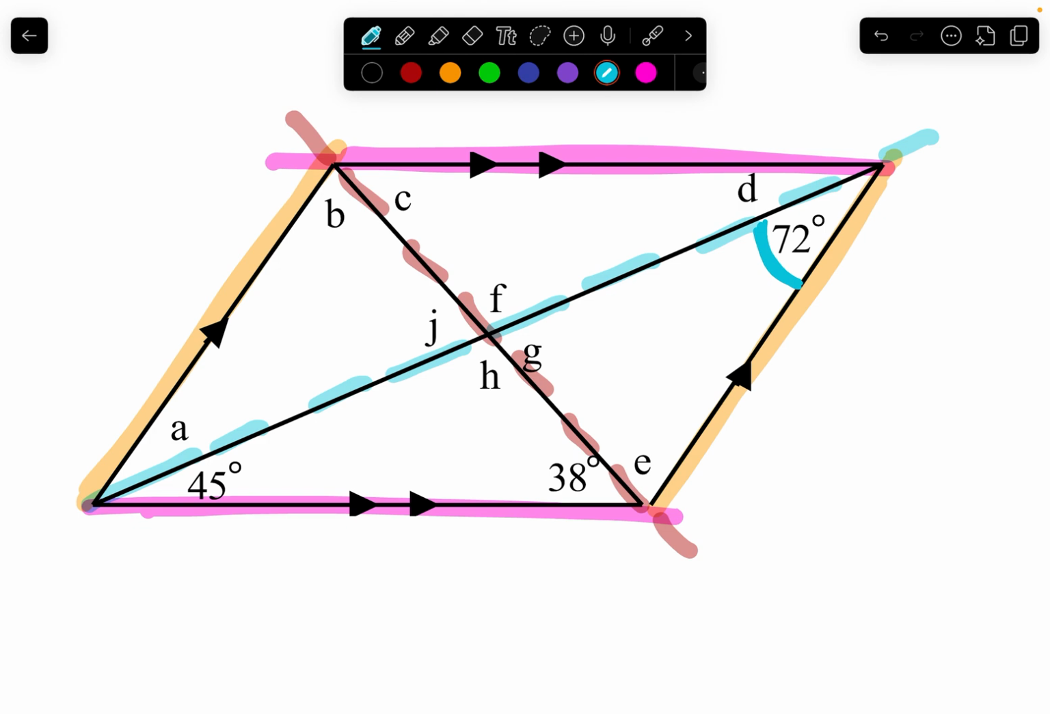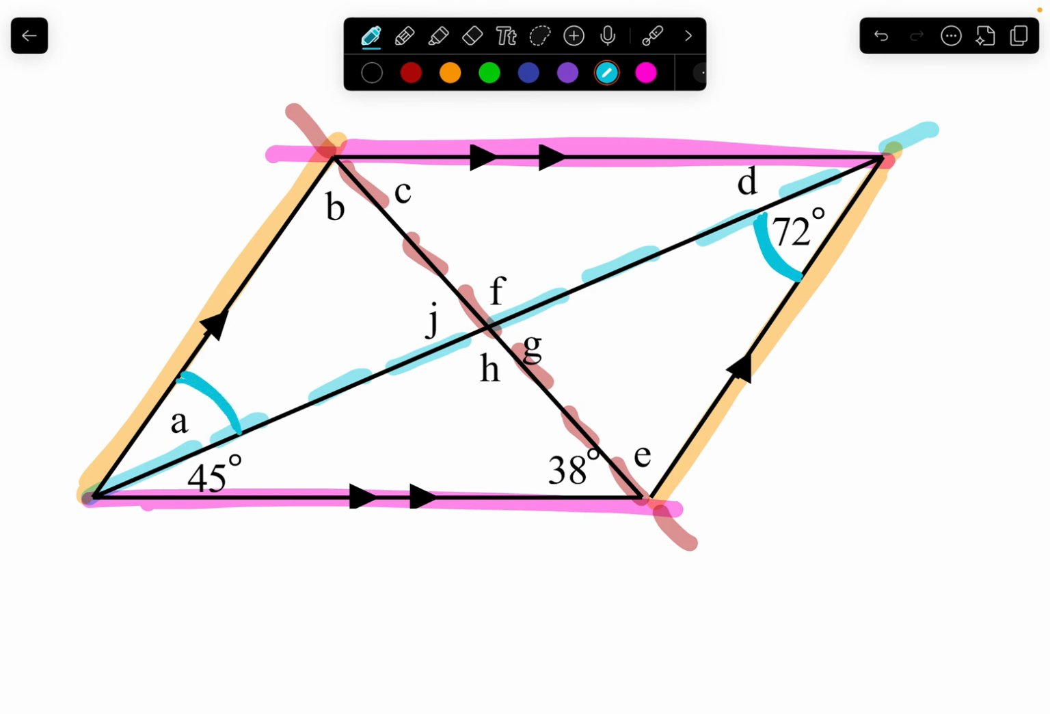And if you look anywhere else in this picture, you will see that angle A is also attached to the blue line and to the yellow line. Angles 72 and A are considered alternate interior, and that means that angle A is 72 degrees as well.